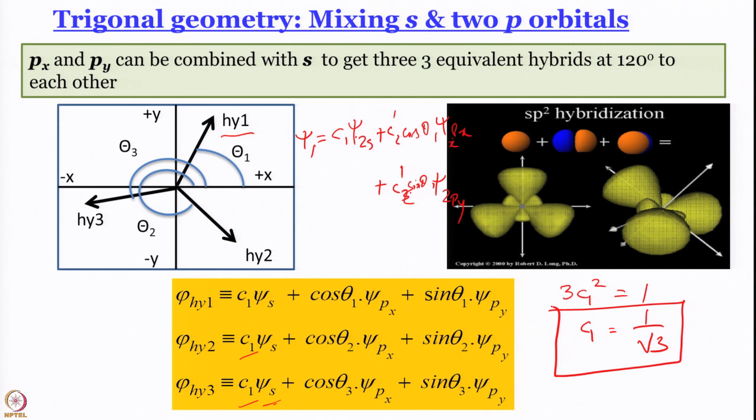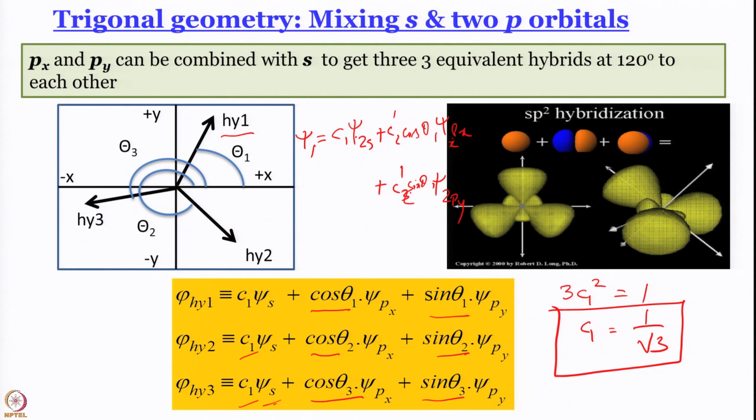This is something we are going to use later also. So, already without much hassle I have found out C1, and what I can also do is, if I know what theta is, actually I do not have to do anything. I just write the value of cos theta 1, I will write the value of sin theta 1, theta 2, sin theta 2, sin theta 3, cos theta 3, and I have got the hybrid wave functions. Then if required I can normalize. Okay. So, this is the most general strategy of writing expressions for your hybrid orbitals.